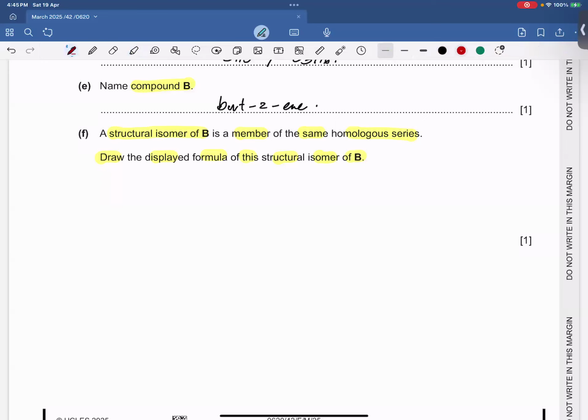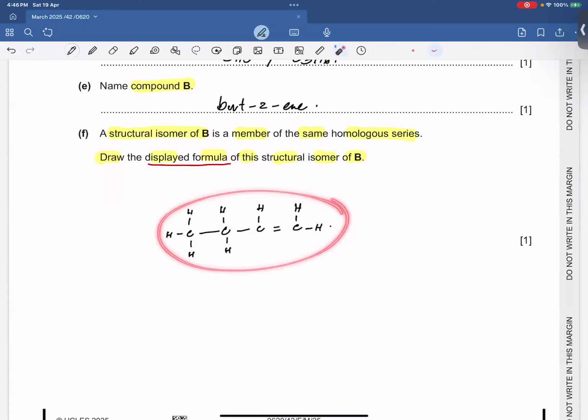The examiner is looking for the displayed formula, which means we need to mention all the bonds and all the atoms. So it's CH3, CH2, CH double bond, CH2. That's 1-butene, all right? And 1-butene is basically the isomer of 2-butene, okay?